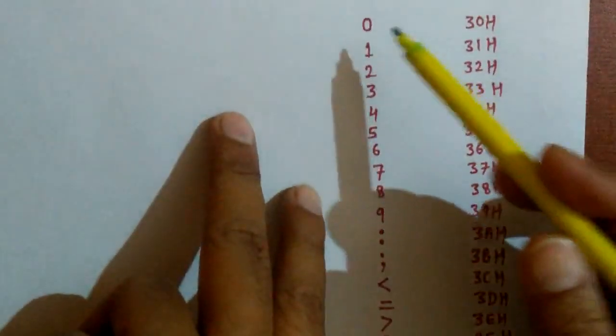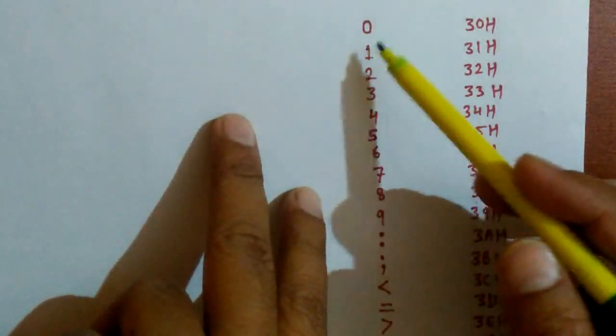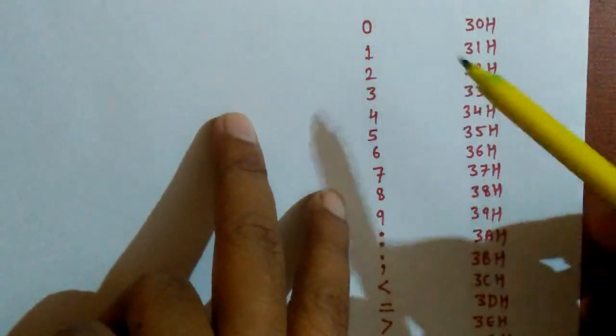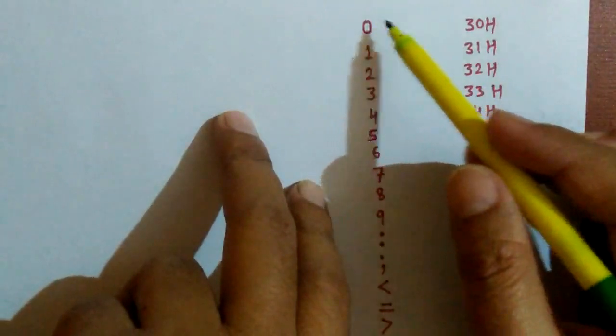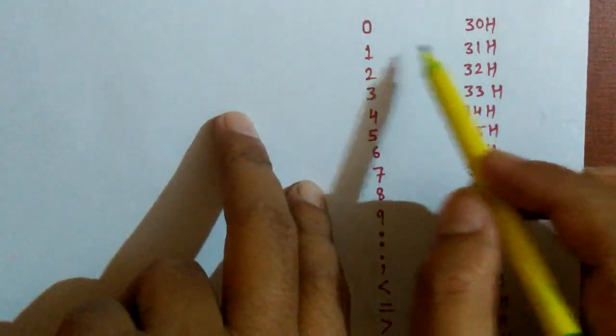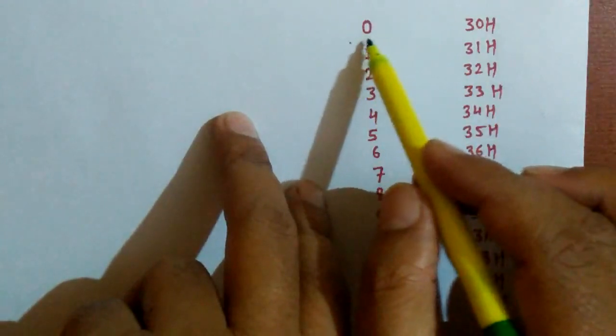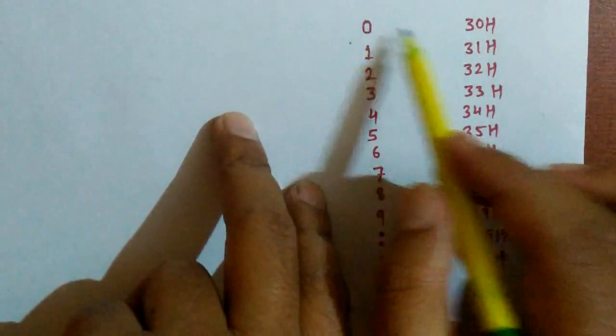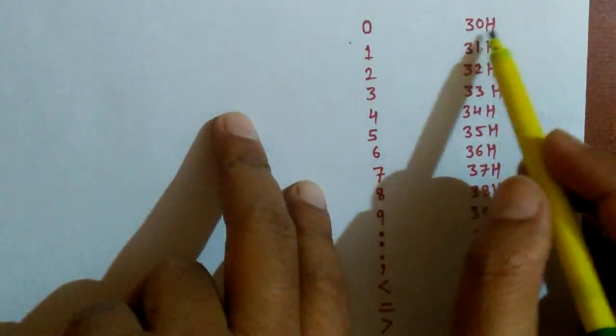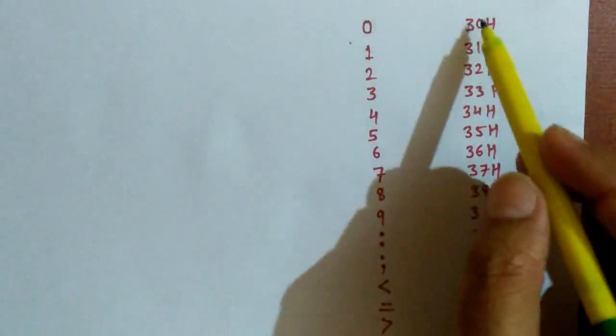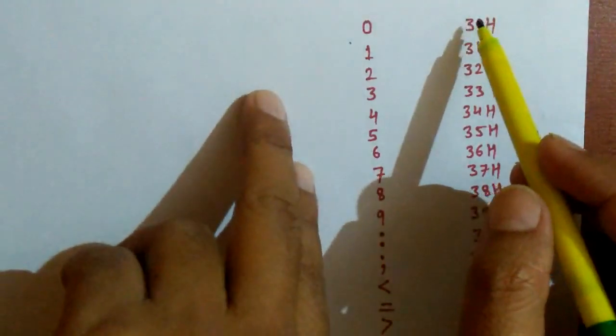And apart from these, there are various other characters or symbols on the keyboard, and corresponding to each of those characters or symbols, a code is given. For example, for 0 it is given 30H. This is an ASCII code, American Standard Code for Information Interchange.